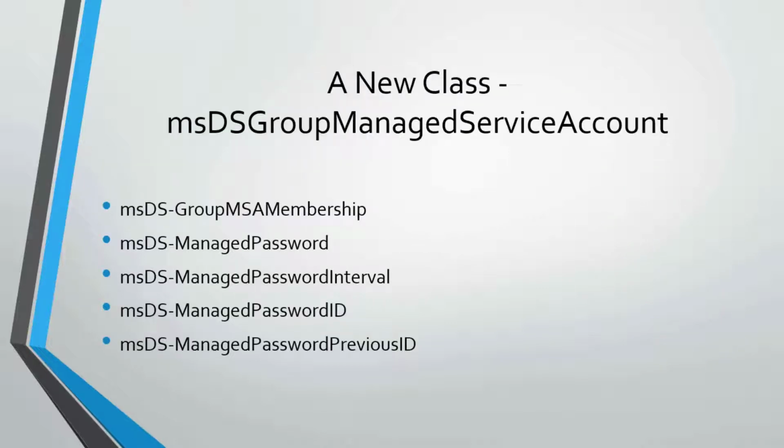When group managed service accounts came into being in Windows Server 2012, a new class was added to our AD schema. This is why we have to extend it to that level. In that class, we have a number of very important new attributes. The first of which is msDS-GroupMSAMembership. This attribute governs which computers or groups of computers are allowed to retrieve the service account password and make use of the group managed service account.